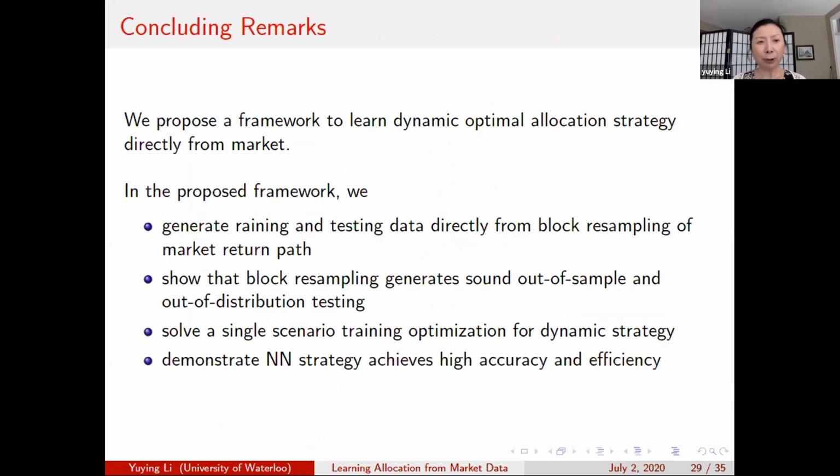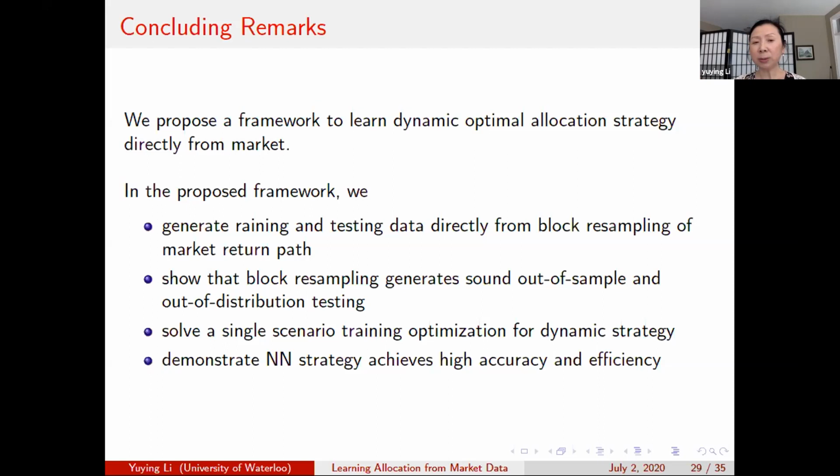I think I've touched upon all the points I wanted to make. So in summary, in this research, we consider a framework to look at the optimal allocation problem, particularly in the context of long time horizon allocation. And what we want to be able to do is to obtain this optimal strategy more easily, and ensure the strategy actually performs well in practice as well.